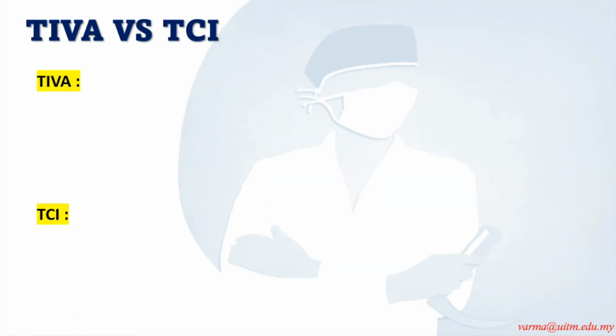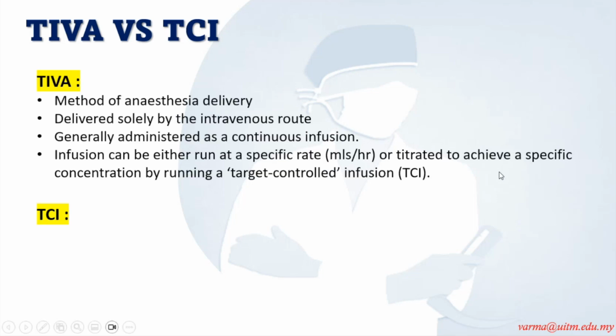The definition will start off. This is the question that you get in your SAQ, maybe for 0.5 mark each, or in Viva. Before the examiner goes into the depth of this question, they will just ask this, because a lot of people don't actually understand what it is. They just think TCI and TIVA are the same. So you need to understand TIVA is a method of anesthesia delivery.